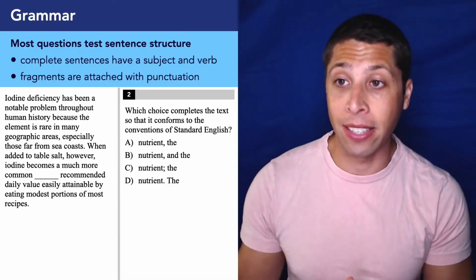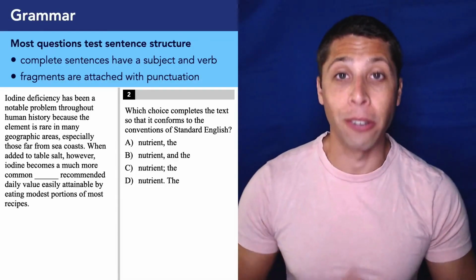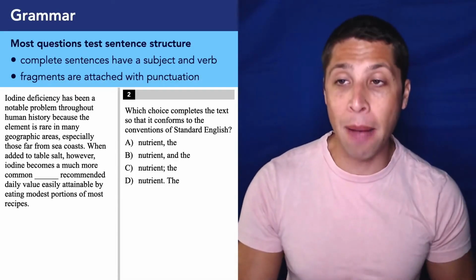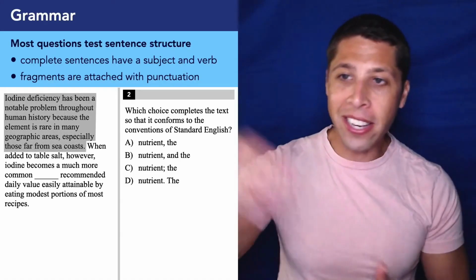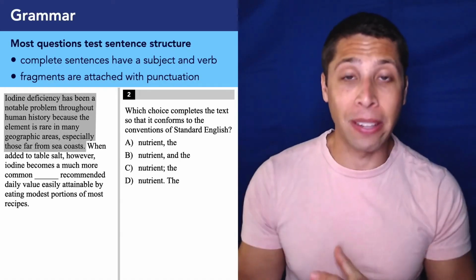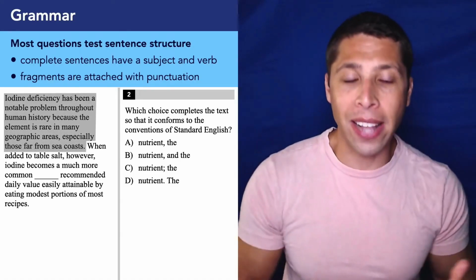So with number 2, it's the same question. We can tell by the answer choices that we have punctuation choices to make. So let's take a look at the first piece here. Iodine deficiency has been a notable problem throughout human history because the element is rare in many geographic areas. That's a sentence. Especially those far from seacoasts, that's a fragment that we're adding on with a comma, but because it ends with a period there, I'm just going to ignore all of this, because the next part, where I do need to still think about sentence structure, is reset by the fact that it's a new sentence.